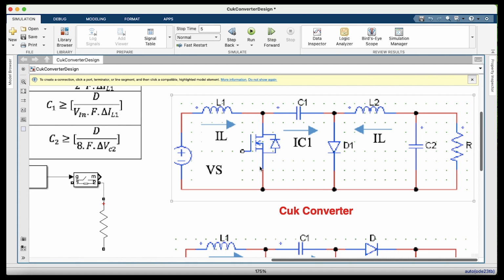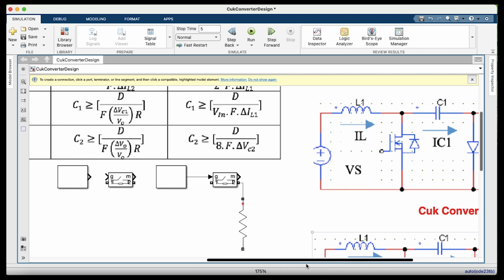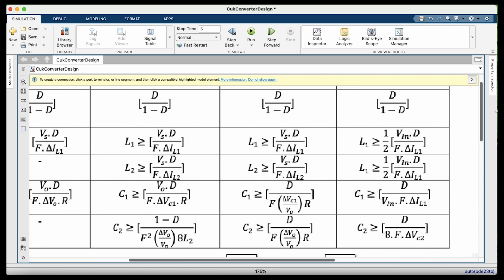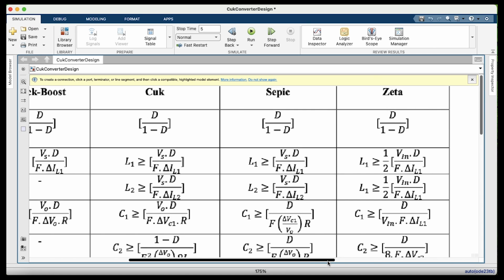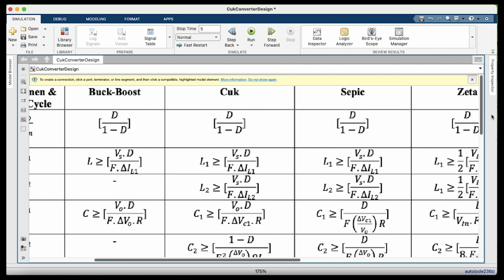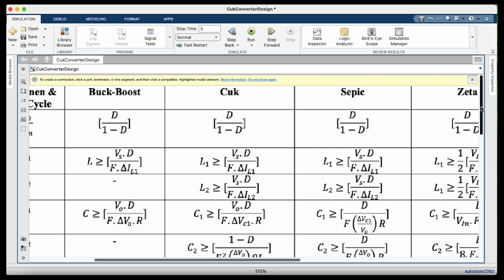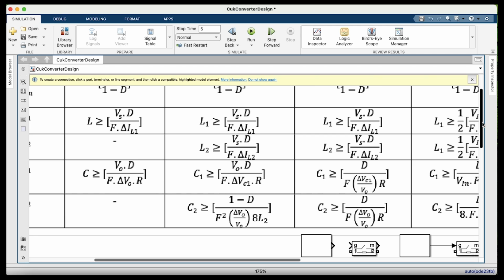We will move to the design of Cuk converter in simulation. Today we are going to design a boost type of Cuk converter. I have referred to formulas from a journal to design a Cuk converter. These are the formulas of the Cuk converter. The first one is the duty cycle. To calculate the duty cycle D, I refer to the formula. The D value is calculated with respect to V0 and Vs, that is, the output voltage and the input voltage.